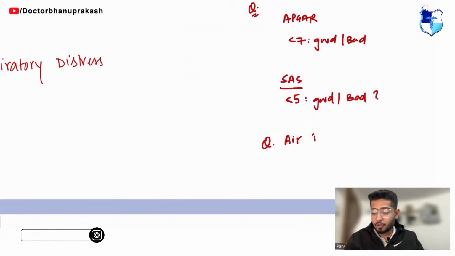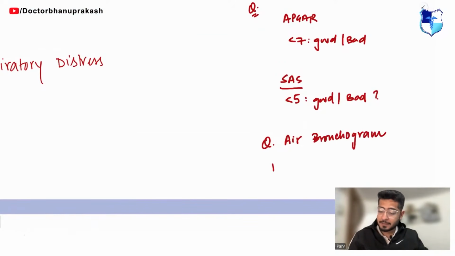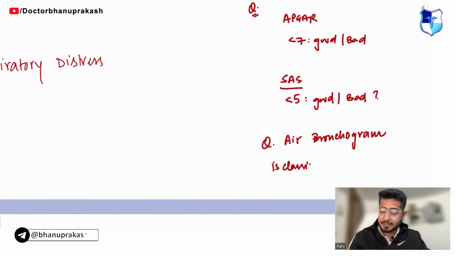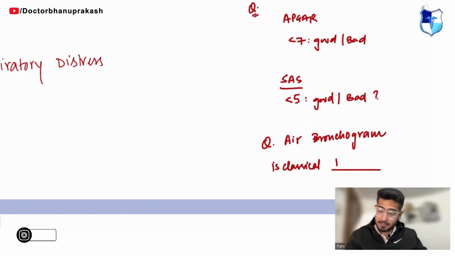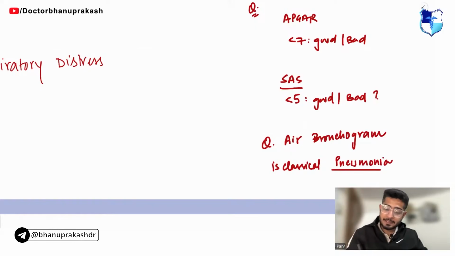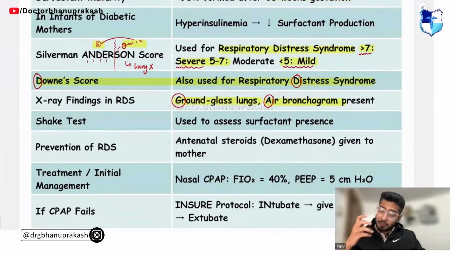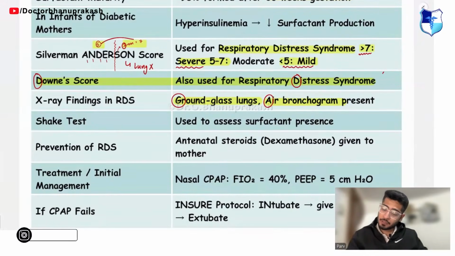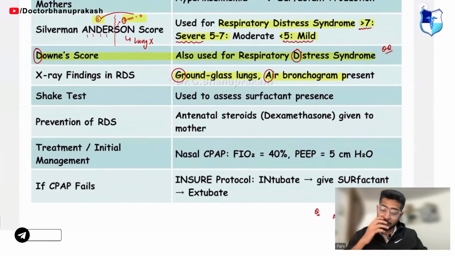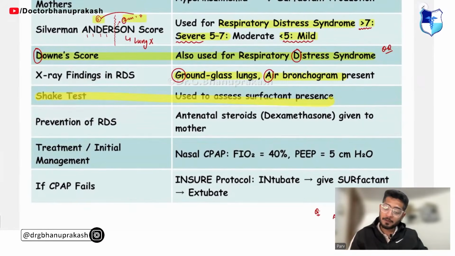Air bronchogram is the classical finding of which disease? It is actually a classical finding of pneumonia. Downey's score is for what? And then shake test is performed for what? Shake test is also performed for respiratory distress syndrome. Okay, shake test, this you have to understand.